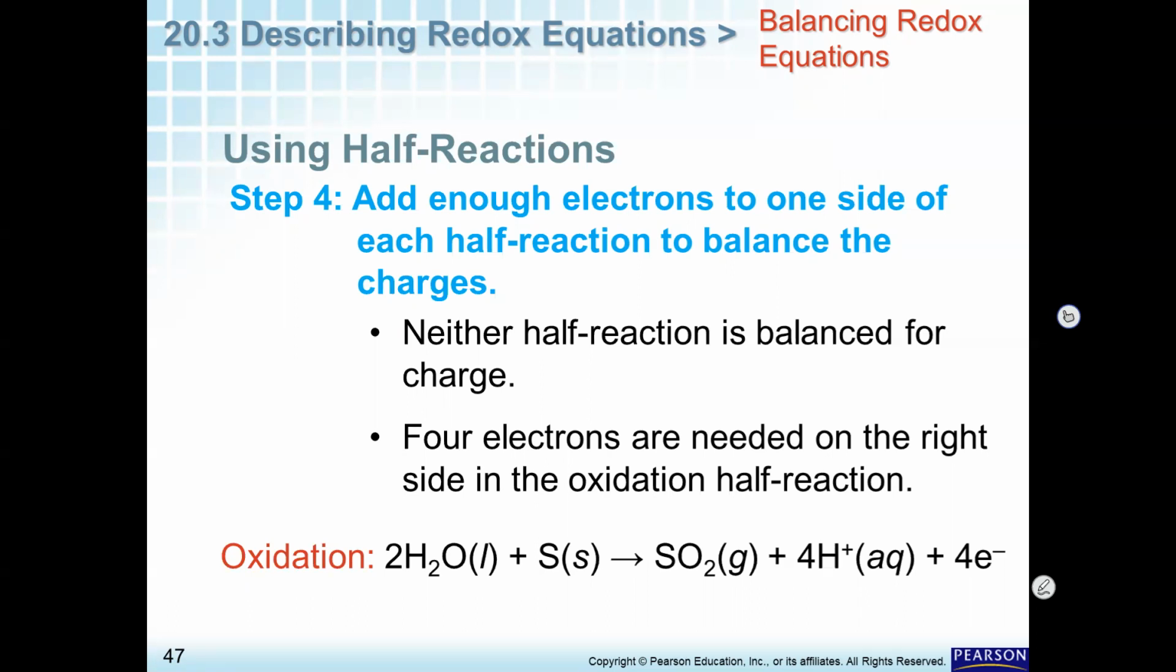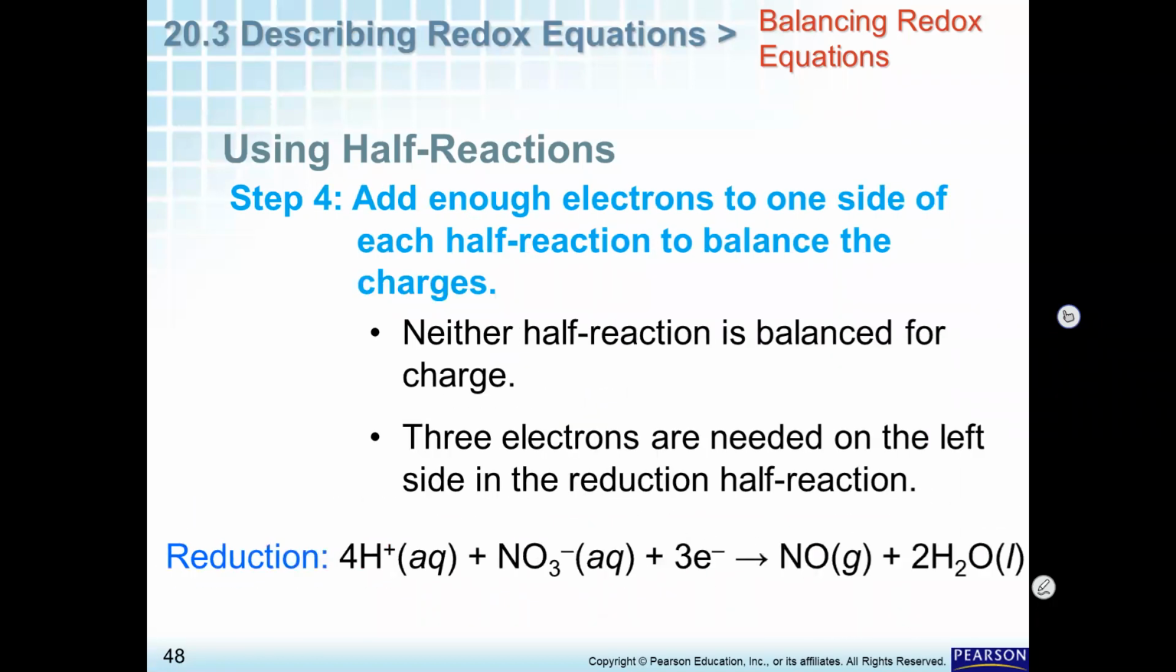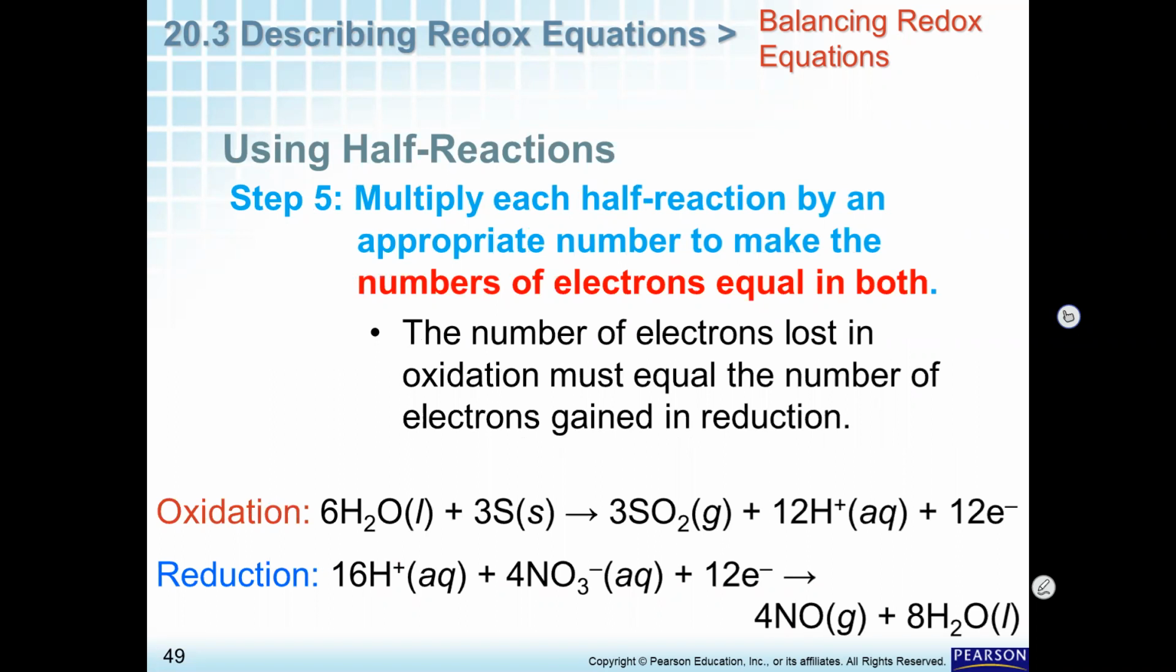So that's why I need to multiply the oxidation by 3 and the other one by 4. That's why we get two reactions like this. Look at this first oxidation, just multiply by 4. When we multiplied it by 3 it became 6H2O, 3 sulfur, 3 SO2, 12H plus and 12 electrons. And the second became 16 because we multiplied it by 4: 16H plus, 4NO3, 12 electrons.